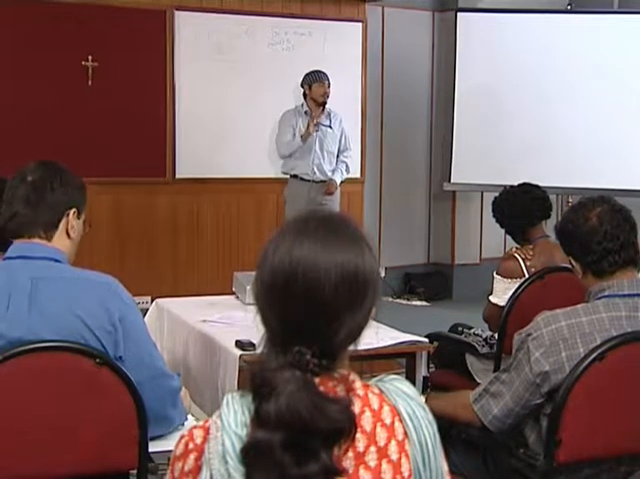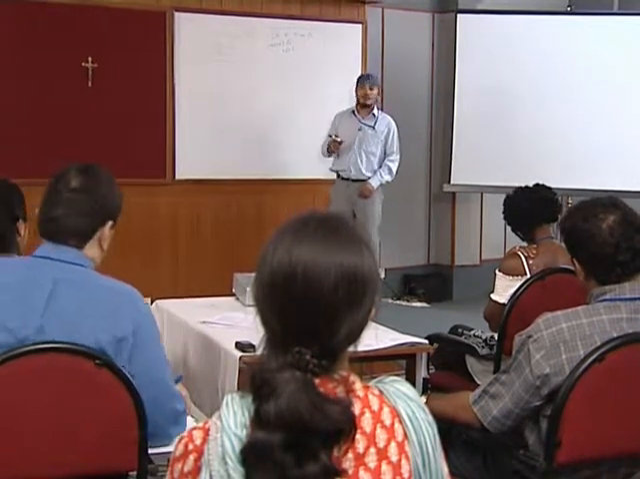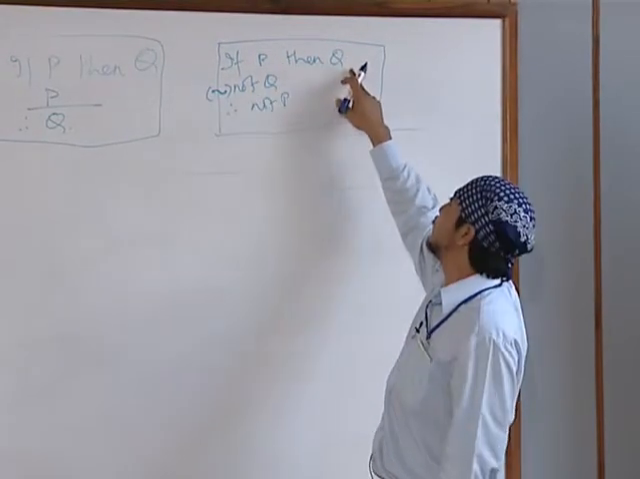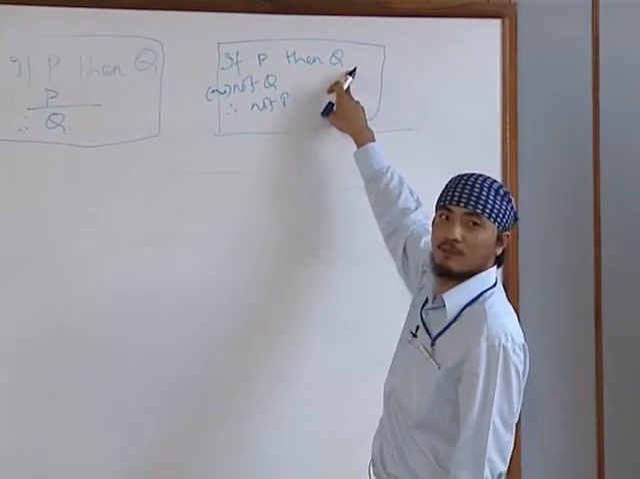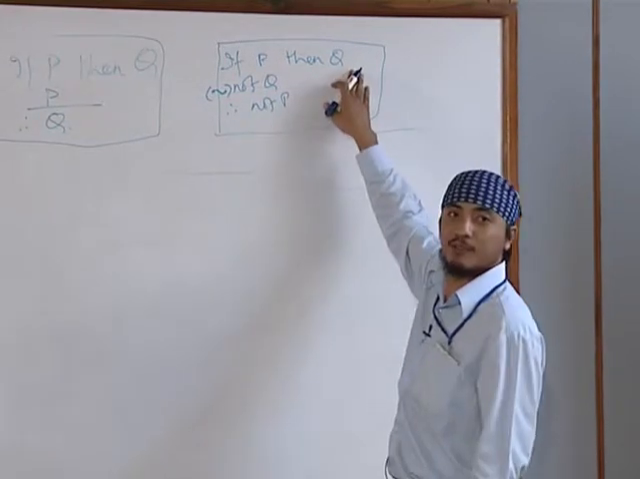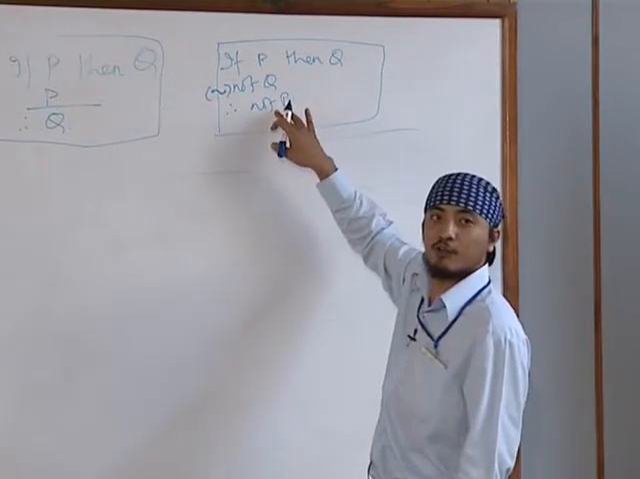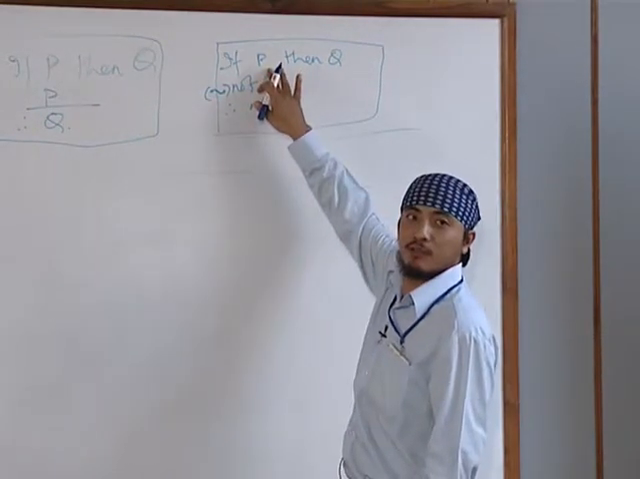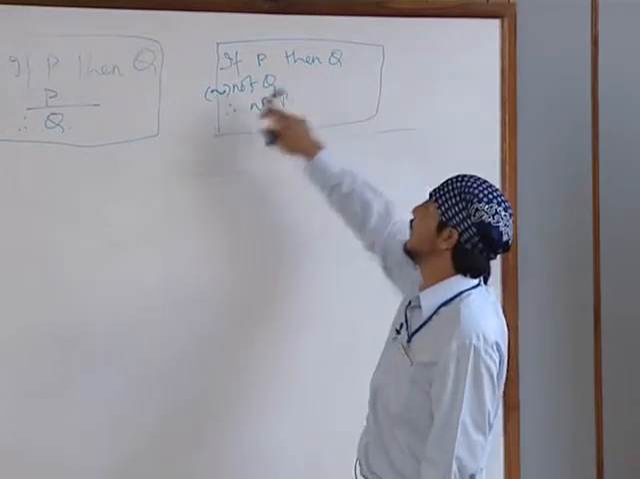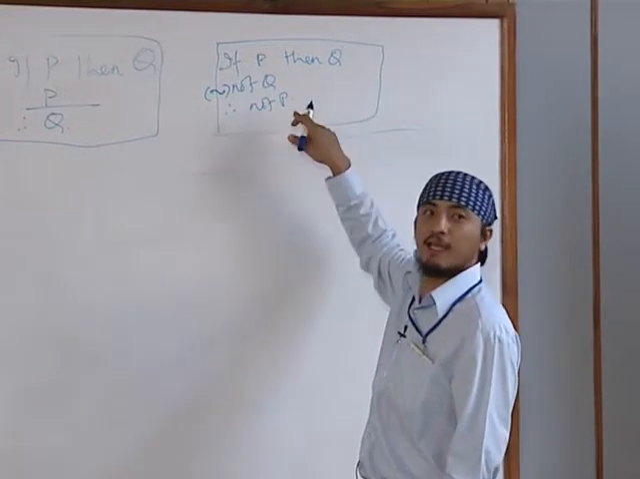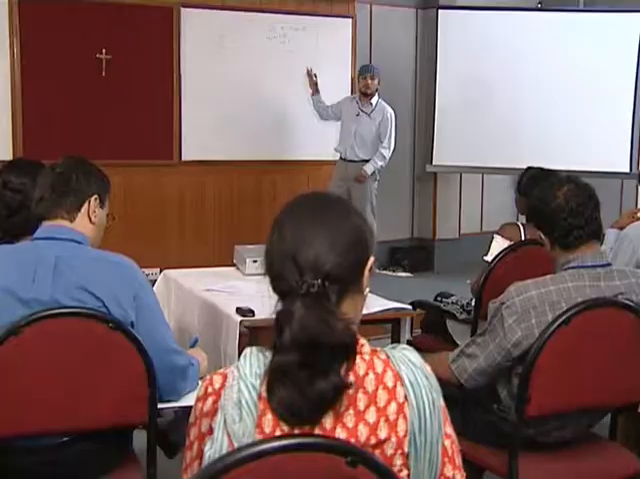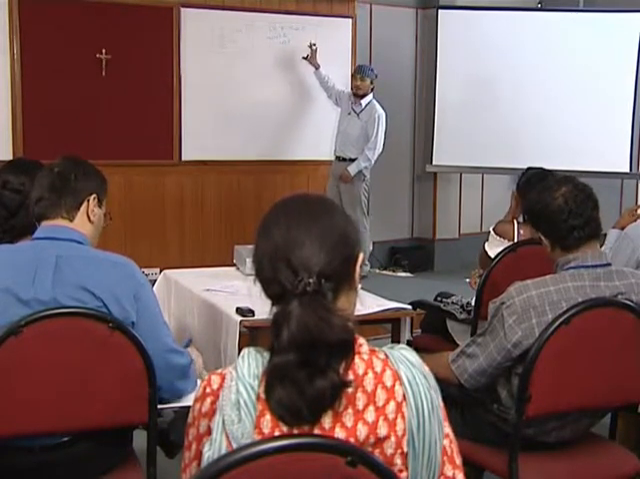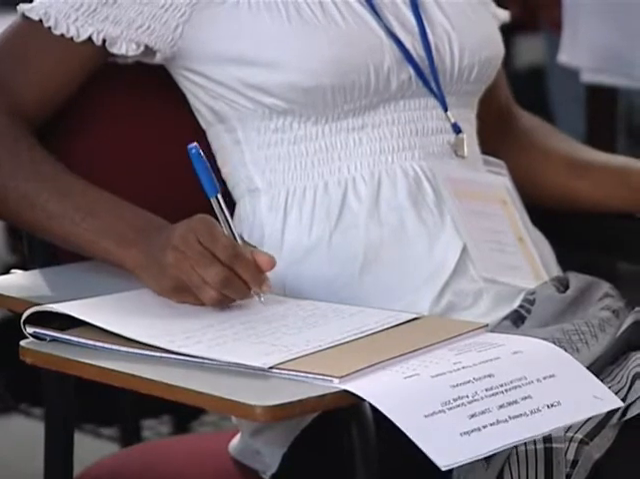Valid argument form. If this fellow had taken this medicine, then this would not have happened. Okay, or this would have happened. This has not happened, therefore this fellow has not taken medicine. Had this fellow taken poison, he would have had these symptoms. He does not have those symptoms, therefore he has not taken poison. We will see that there are a lot of problems with these. But the form is something that we will use.